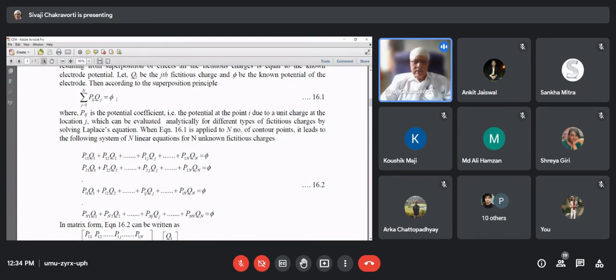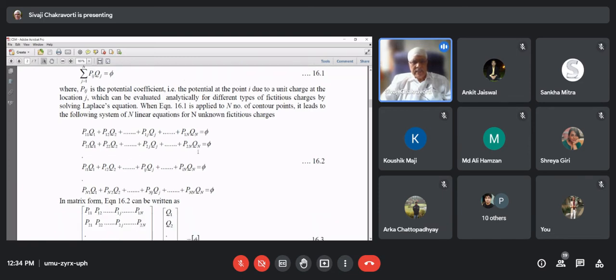Then how do I solve this? Well, very simple. This same equation I now apply for all the contour points. That means now I vary i from 1 to n. So this is the equation for one contour point, equation 16.1, where for a given value of i I vary j from 1 to n. Now, if I vary i from 1 to n, how many equations will I get? N number of equations. And that is exactly 16.2 I have written.